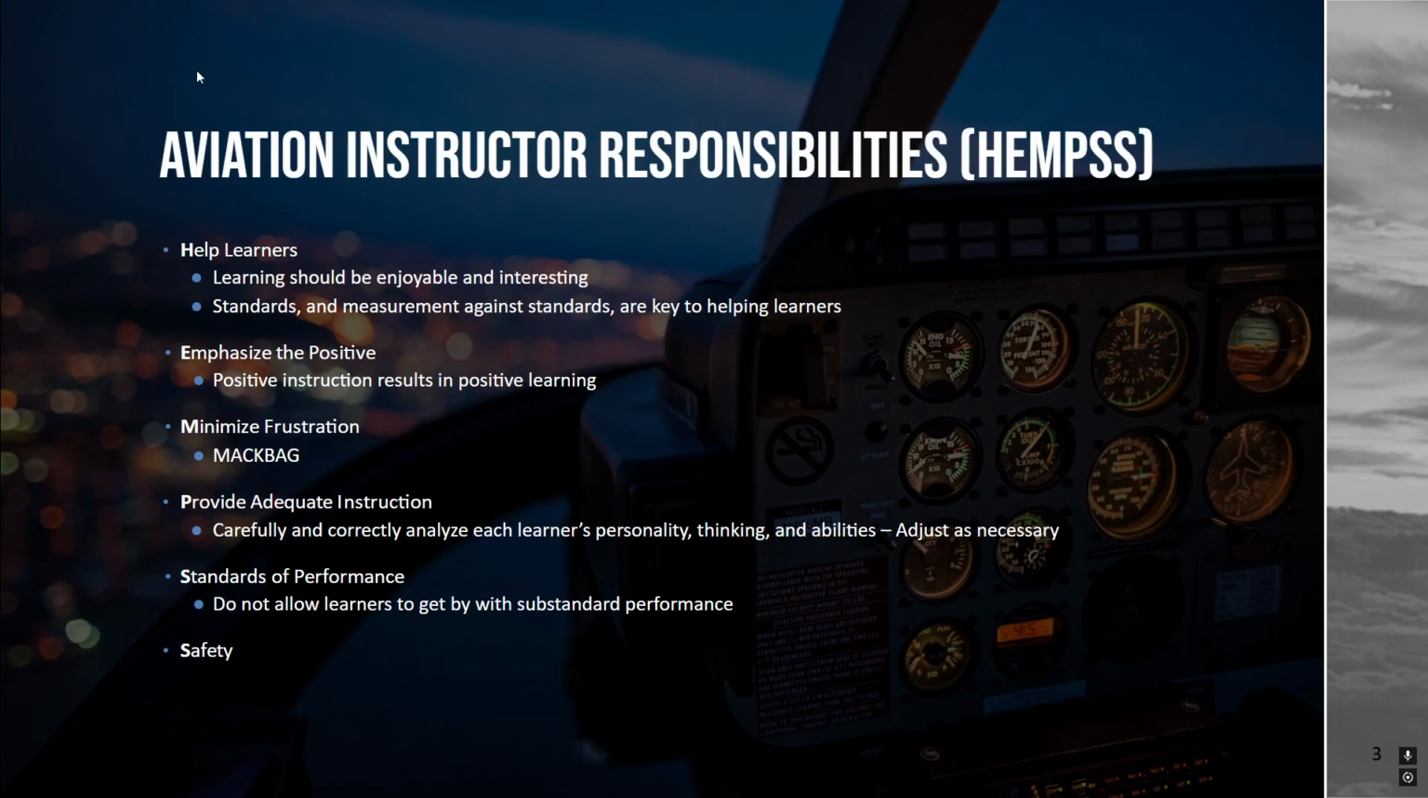Okay, so we're going to start off with aviation instructor responsibilities. And there's a difference between an aviation instructor and a flight instructor. An aviation instructor is more all-encompassing. So this will include things like maintenance, dispatch, air traffic control. A flight instructor is more specific, like specifically a CFI. That's the difference between the two.